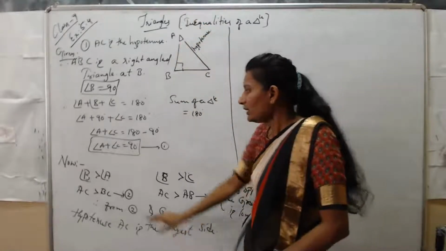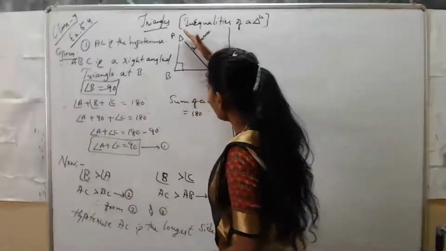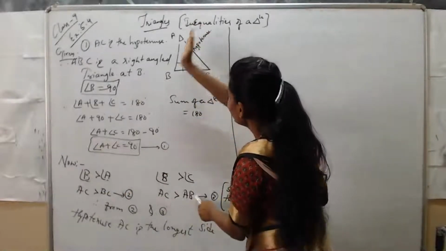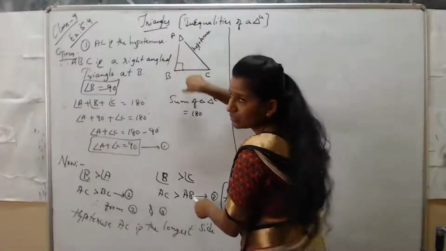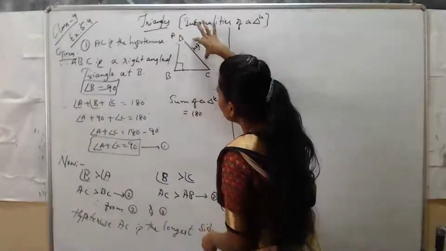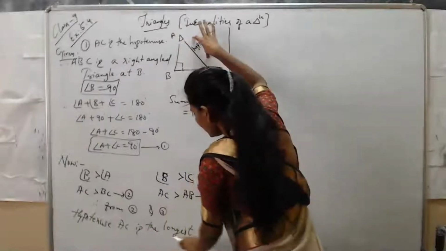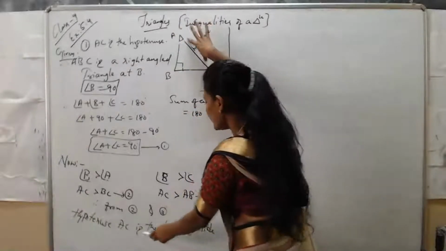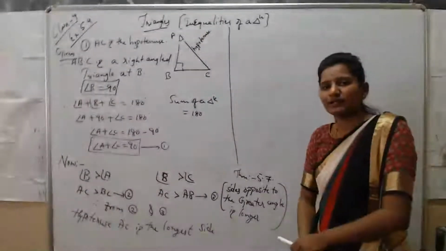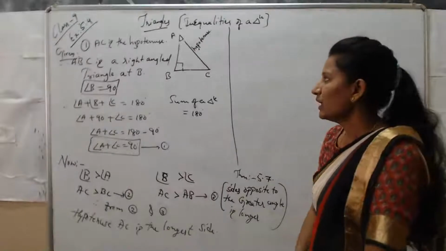Okay. Here AC is greater than BC. Again AC is greater than AB. AC is greater than these two sides. Therefore, AC is the longest side. Did you understand this? Okay. Next.